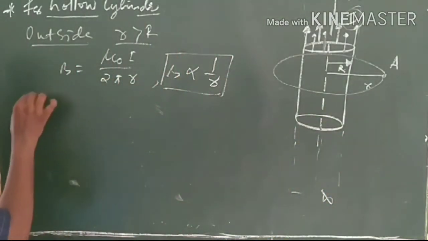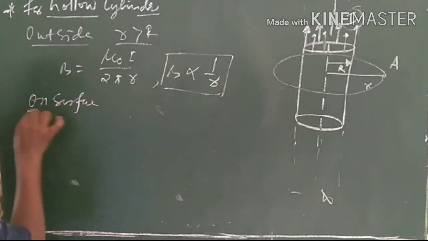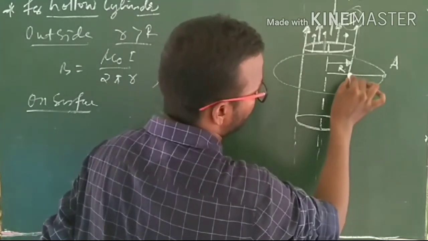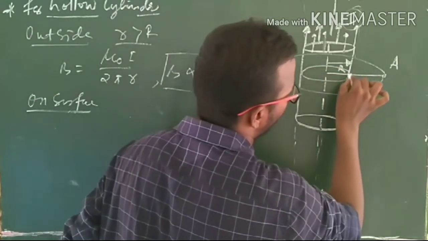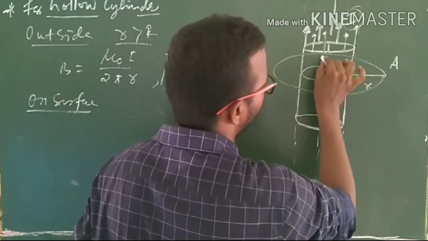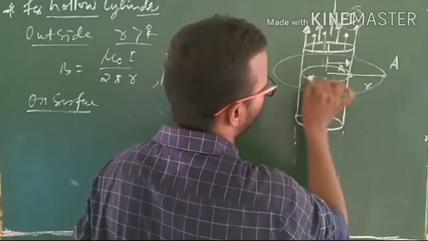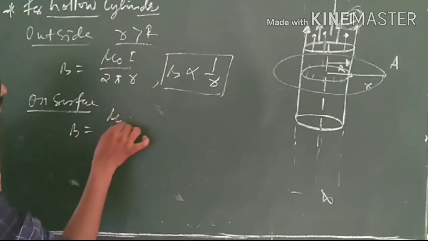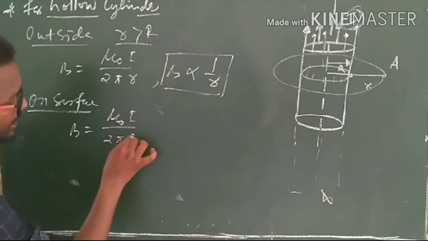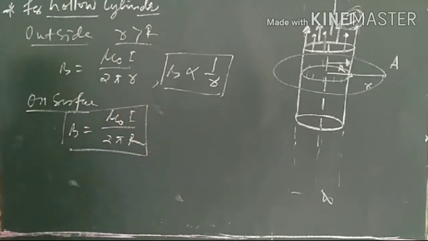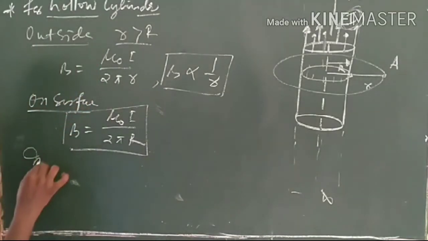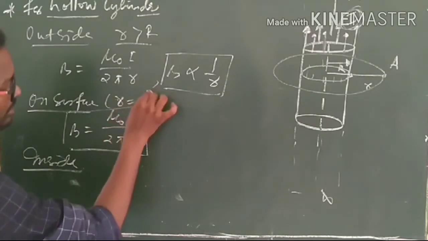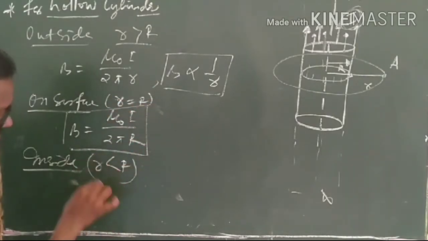So next, on the surface of the cylinder. That means on the surface, if you draw an imaginary Ampere loop, then the total current flowing over the surface is the current I, and in this case we can write B equal to mu naught I by 2 pi capital R. Same thing as the solid case, but inside the surface, at an inside point, it is r less than R.